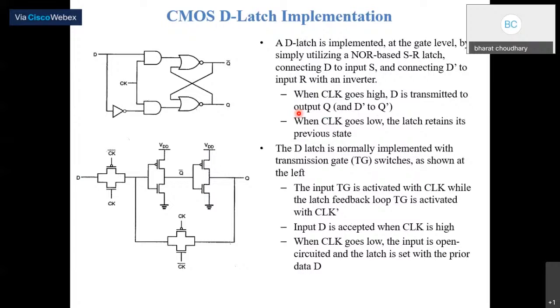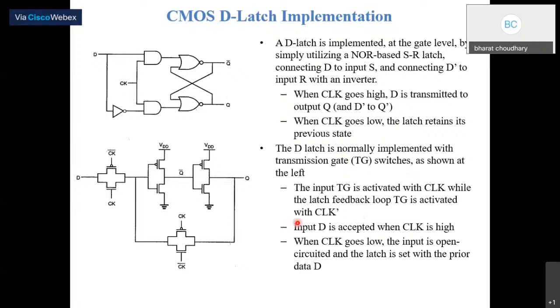Now the D-latch implementation is simple. If we apply a simple D input, it can be made up of a CMOS inverter. A D-latch is implemented at the gate level by simply utilizing a NOR based SR latch, connecting D to input S and connecting D to input R with an inverter. When the clock goes high, D is transmitted to output Q, and when the clock goes low, the latch retains the previous state. That's why it is also called a transparent latch.